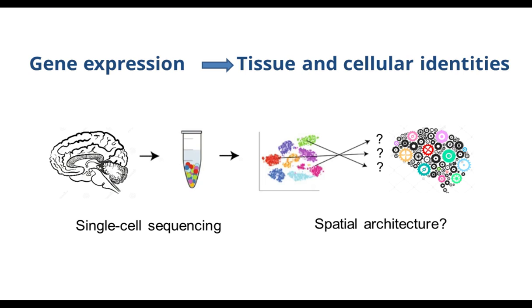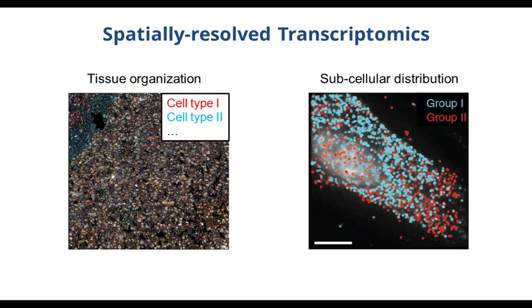So let me begin. As an introduction, for the curious biologists, we are really interested in dissecting the tissue and cellular identities in our samples through the lens of gene expression, not just at the single cell level, but also from an imaging perspective, where are they located in the cell? What is their spatial architecture and how are they organized within the tissue? And the goal can be described as spatially resolved transcriptomics.